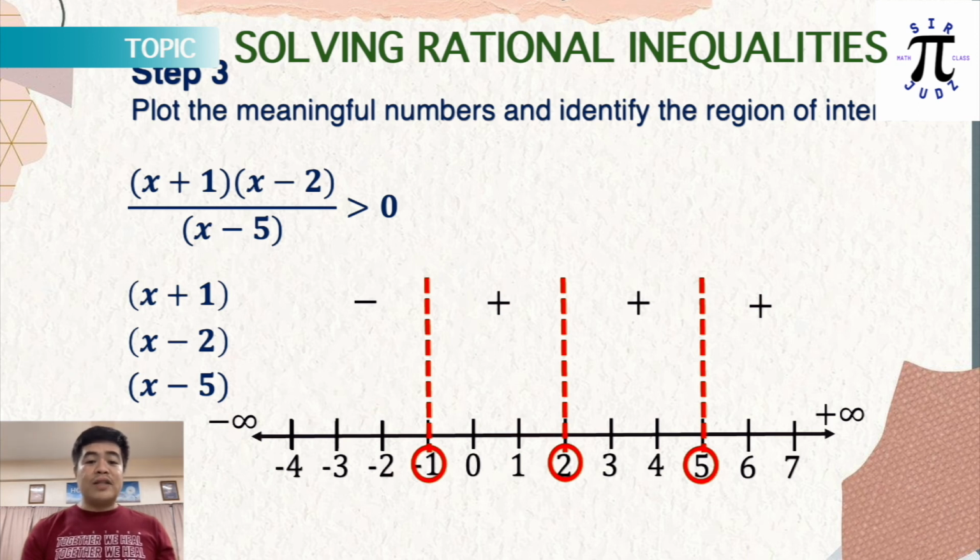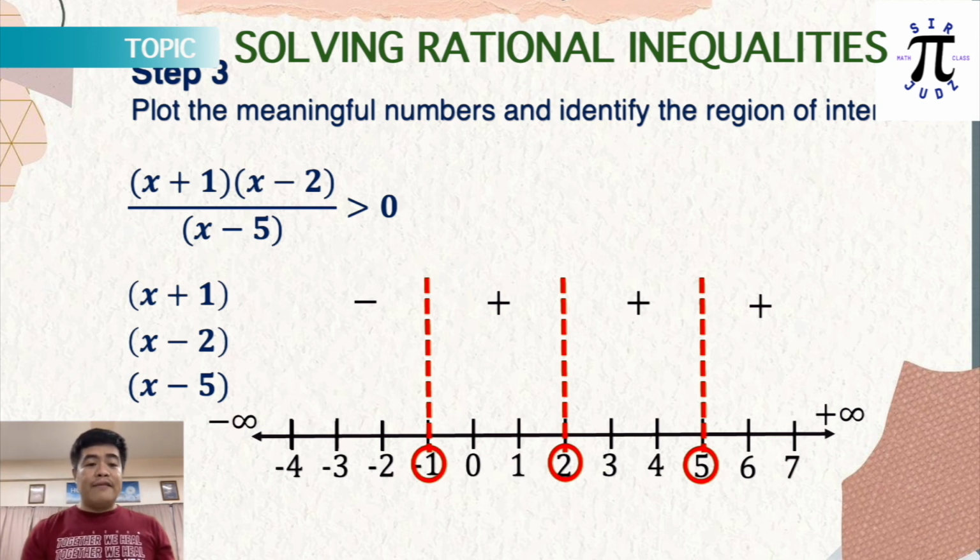Kung isa-substitute natin yan sa expression natin na x plus 1, so you have -2 plus 1, diba? You have -1. So negative siya. Ano naman ang numbers na nasa right ng -1? So, let's try 0. 0 plus 1, di ba positive na siya? Let's try 4. 4 plus 1, positive pa rin. Let's try 6. 6 plus 1, 7. Positive pa rin. So, that's why positive yung nasa right side niya. Lahat ng nasa right side.